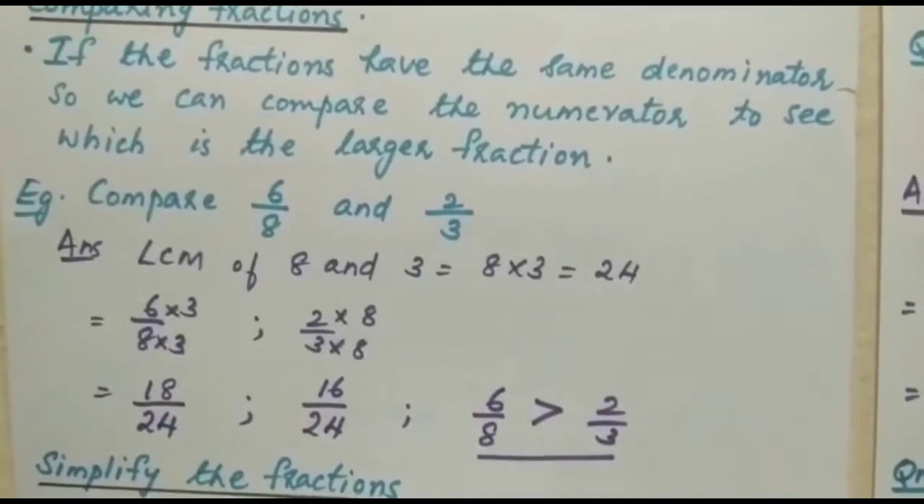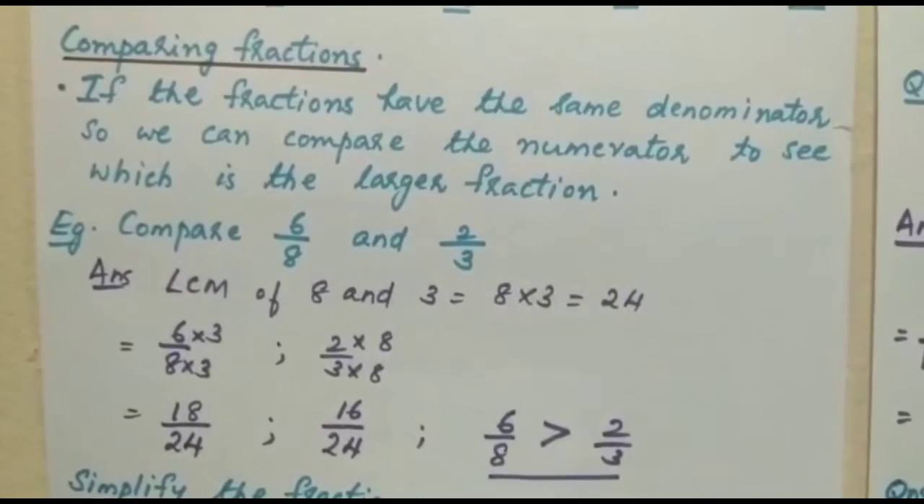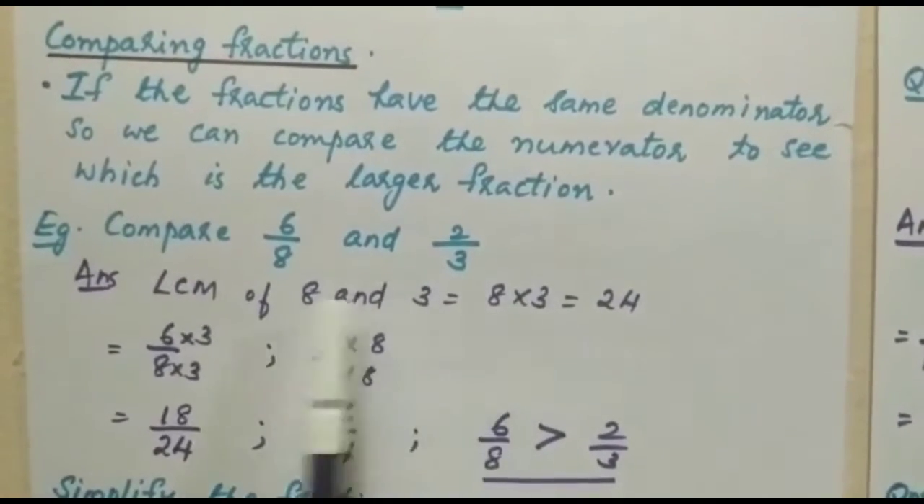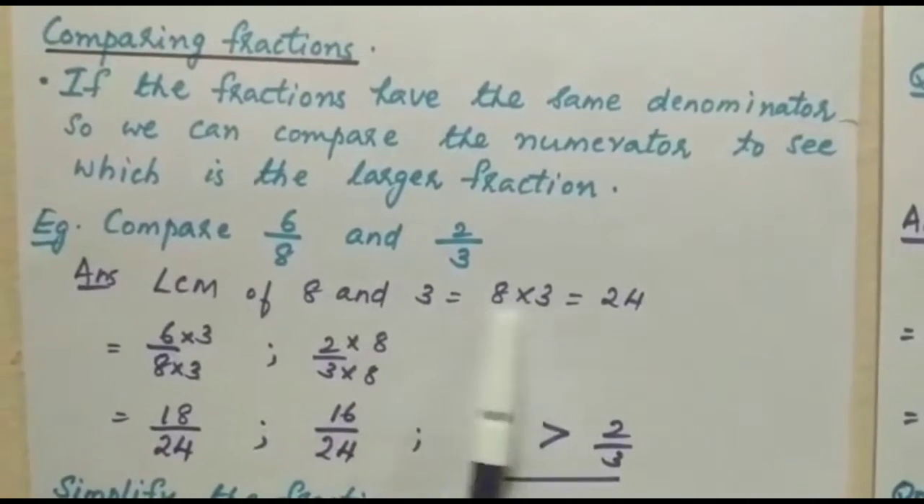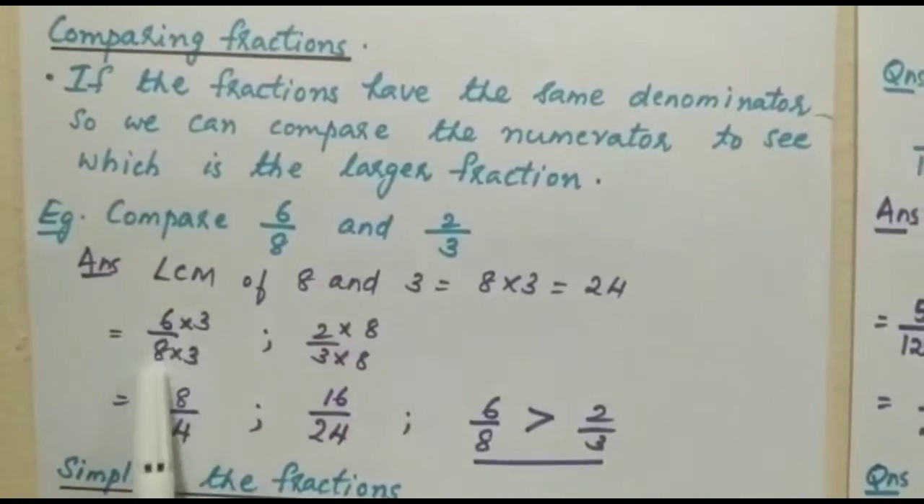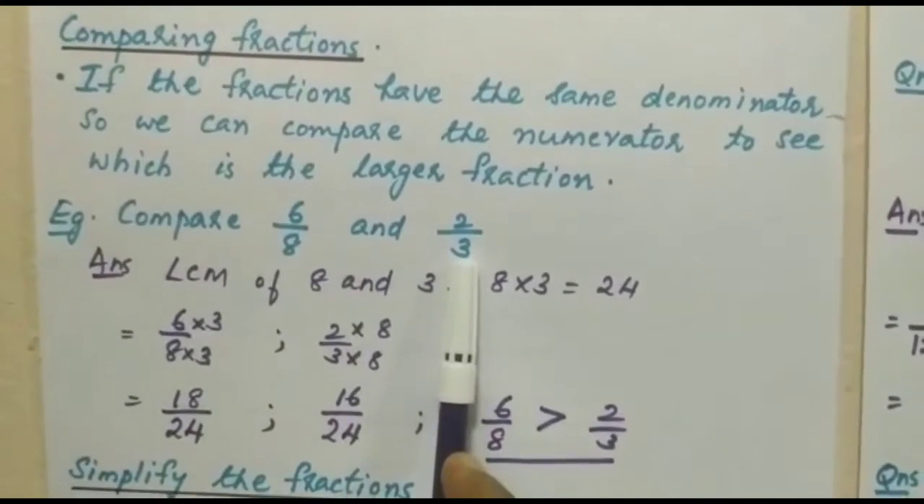If you want to make the denominators the same, we have to find the LCM of the denominators. LCM we learned already in the last lesson. LCM of 8 and 3: both have no common factor, so we can just multiply. So it becomes 24. So 6 by 8 and 2 by 3, these are the fractions we have to compare.